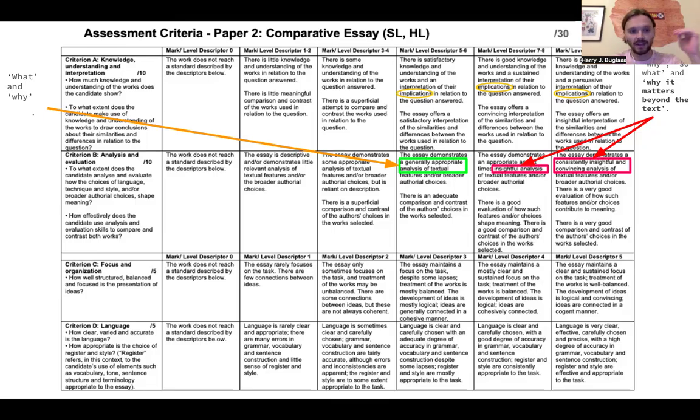Now, next up is focus and organization, criterion C. This is the sneakiest of all 4 criteria. Let's look at why.